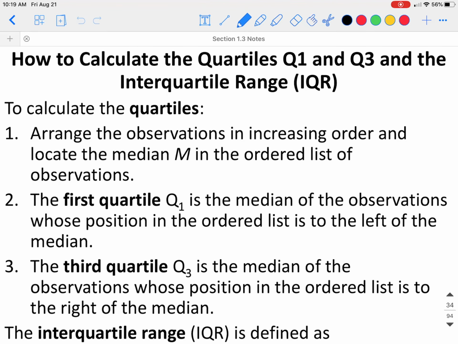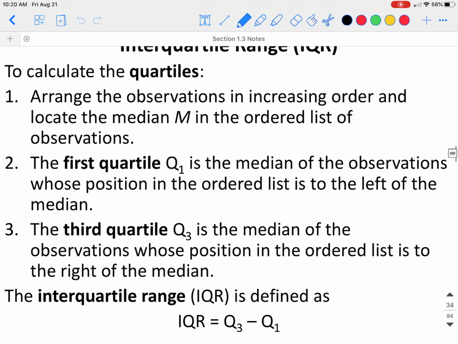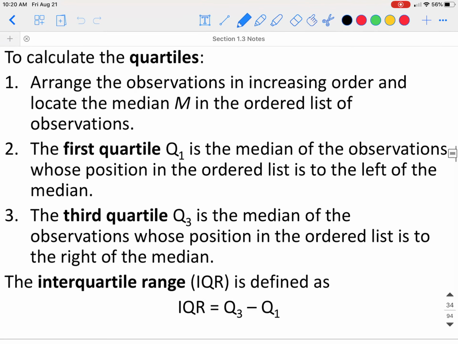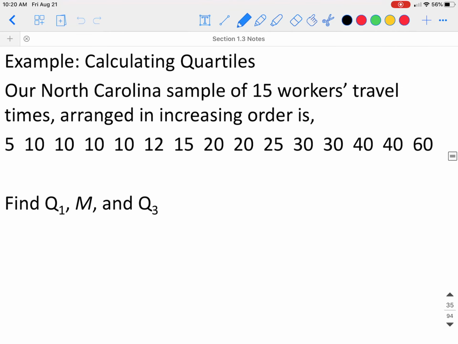So how do we calculate the quartiles? To do this, you arrange the observations in increasing order and locate the median, or the M value, in the ordered list of observations. The first quartile, Q1, is the median of the observations to the left of the median, and the Q3 is the median of all observations to the right of the median. The interquartile range is found by taking your Q3 minus your Q1.